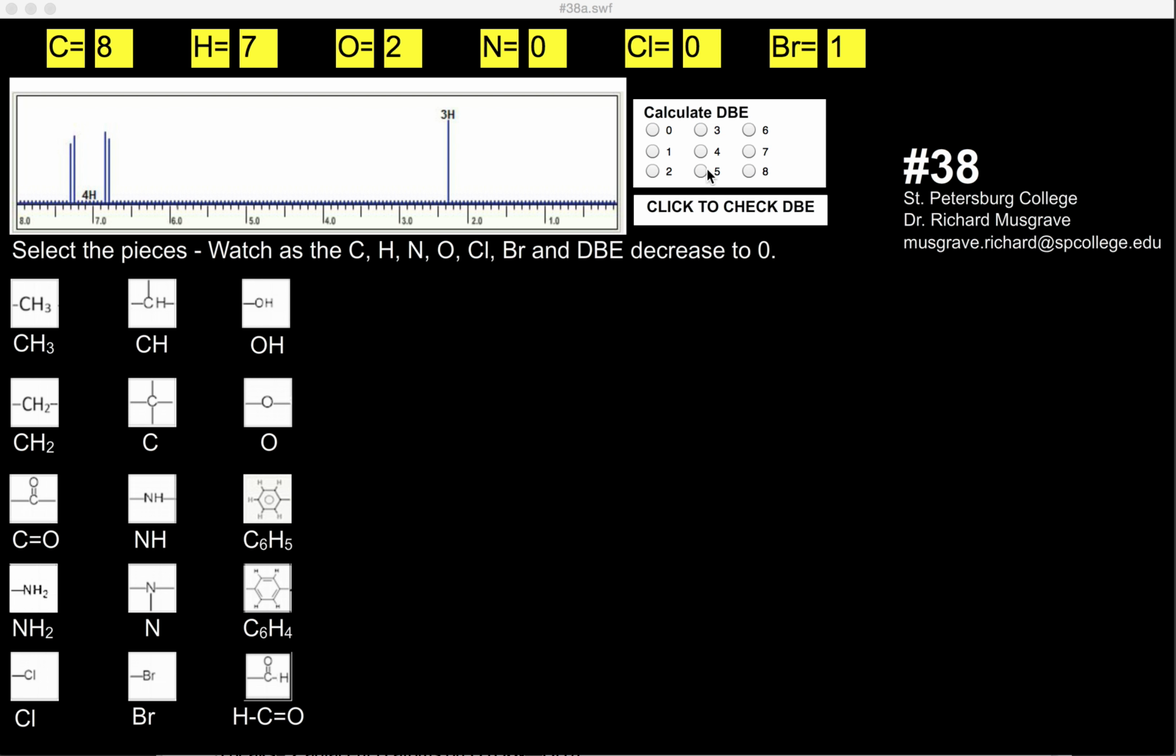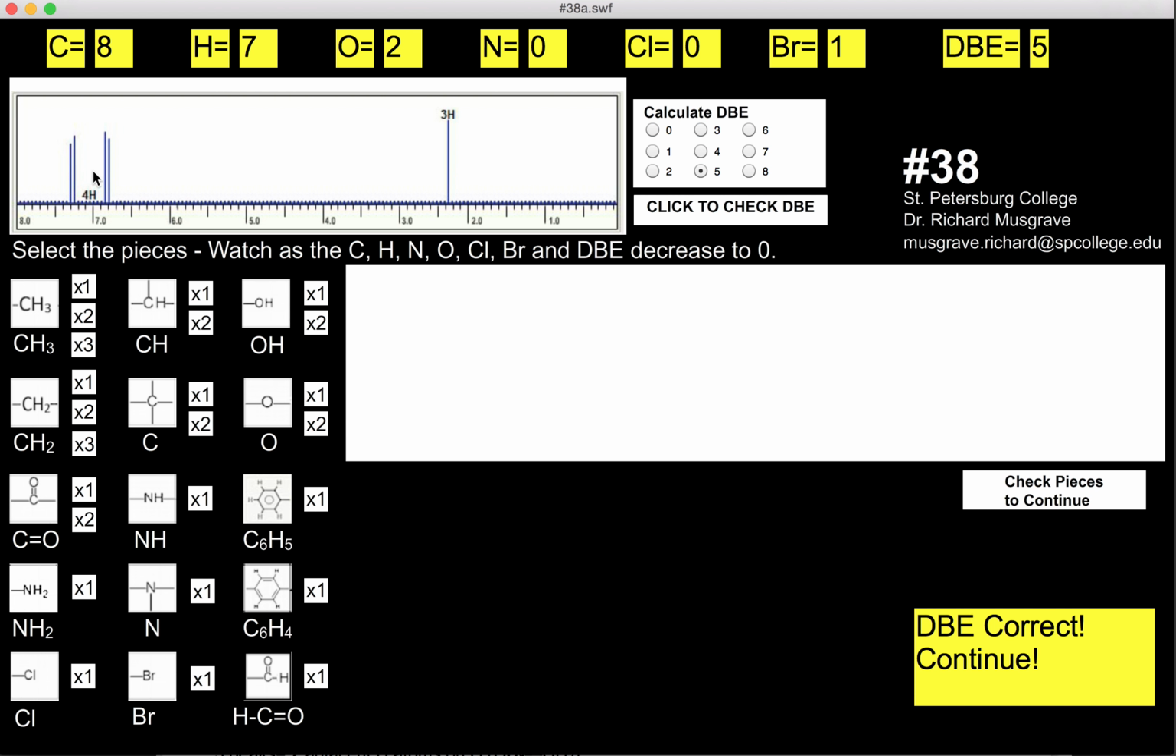C8H7O2Br. It has 5 double bond equivalents. We have a 4H in the aromatic region between 7 and 8, that would be C6H4. We have a 3H over here, that's going to be 1CH3. And what do we have left over?